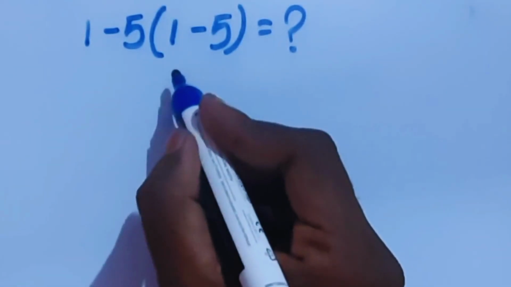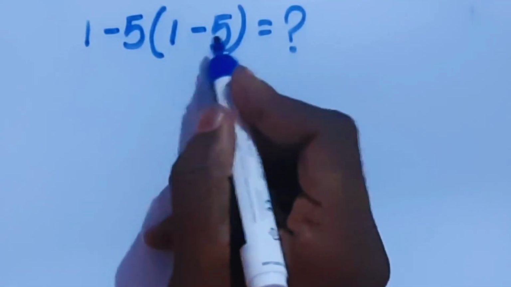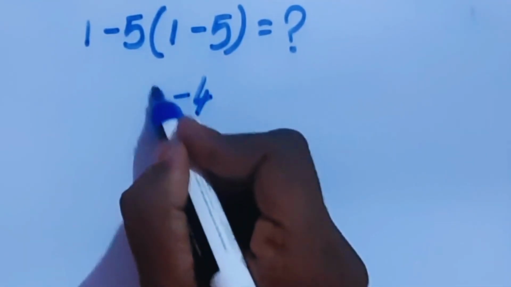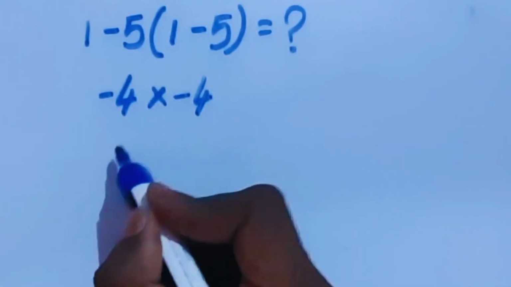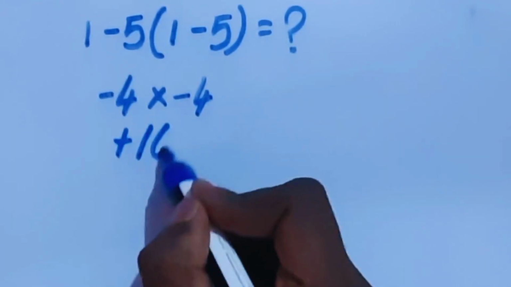Hi guys, most of them get answer 16 for this problem. It is wrong. Here 1 minus 5 is negative 4. Negative and negative is positive. 4 times 4 is 16.